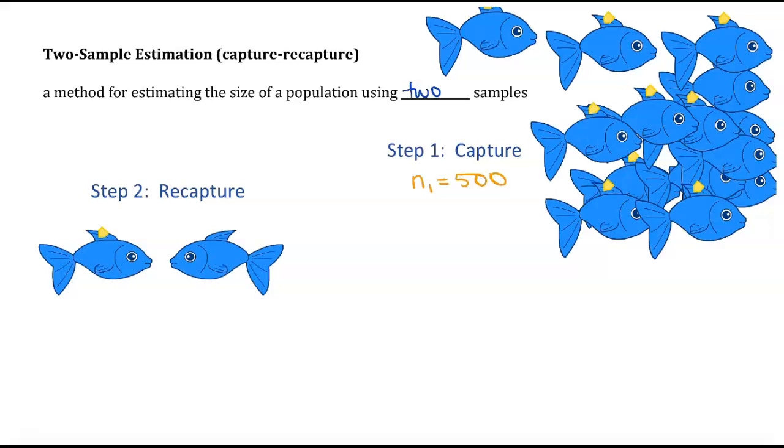The second step is the recapture. In our recapture, we had 120 fish, and we label that as N2. In this recapture, we found that 30 of the fish were already tagged from the first capture. We label that value with K. So in this case, K is equal to 30.